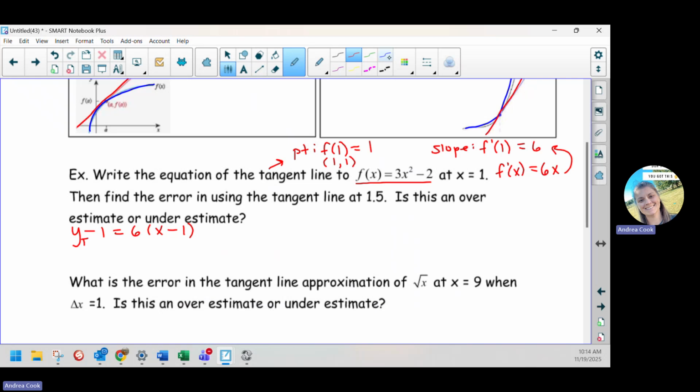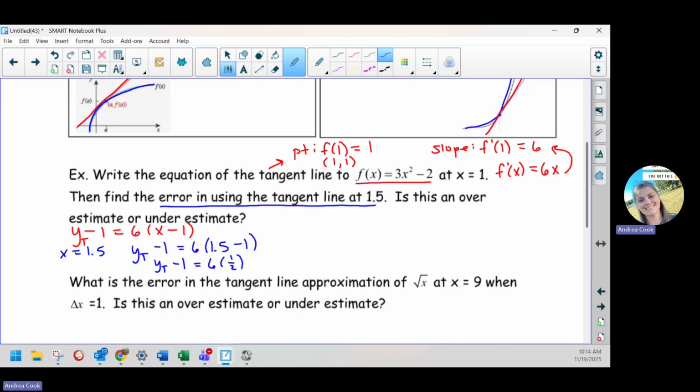All right, so we want to find the error for using the tangent line at 1.5. So we need to find the y value on the tangent line when x is 1.5. So I'm going to have my tangent line, and I'm going to plug in 1.5 for x. So that's y tangent minus 1 equals 1.5 minus 1, which is just 0.5, which I'm going to write as 1/2 because that's easier for me to think about.